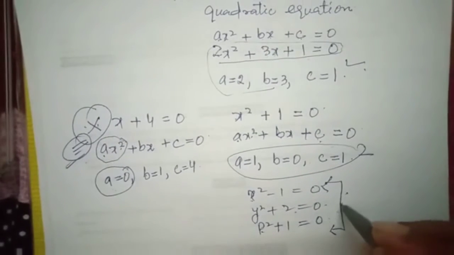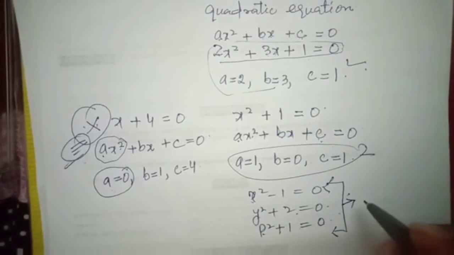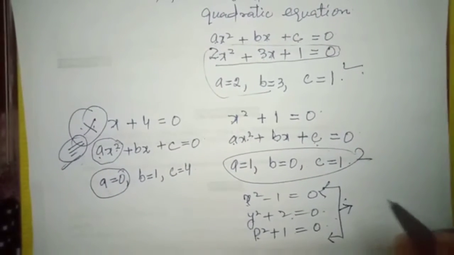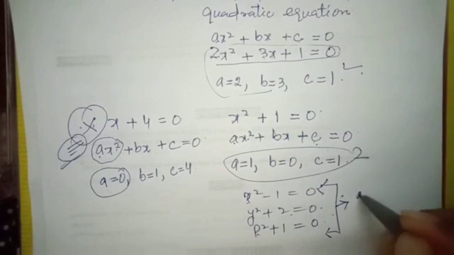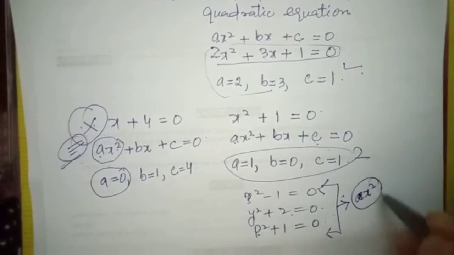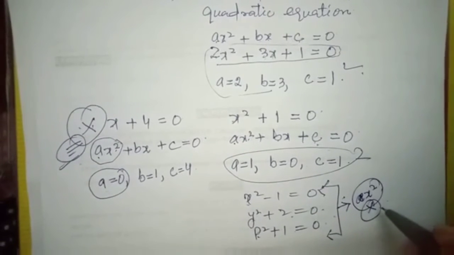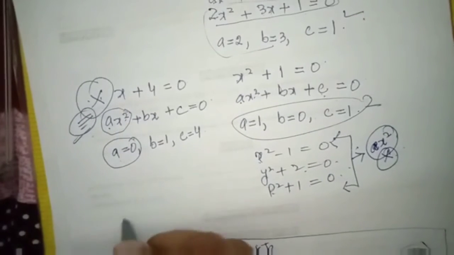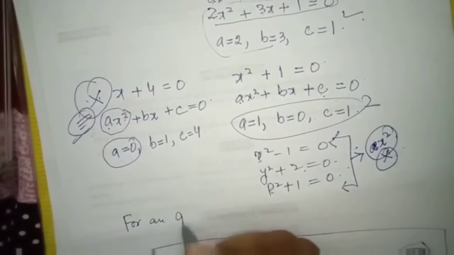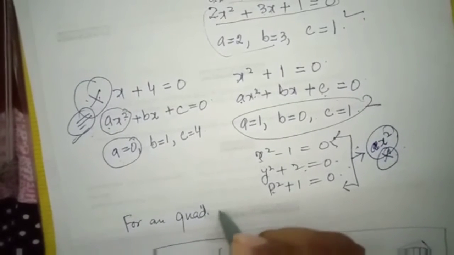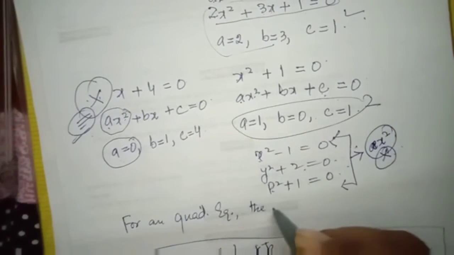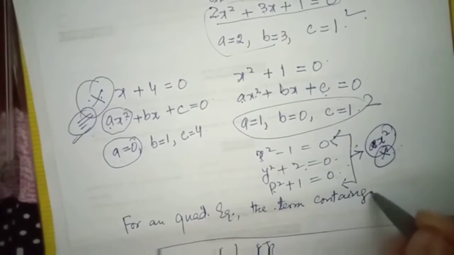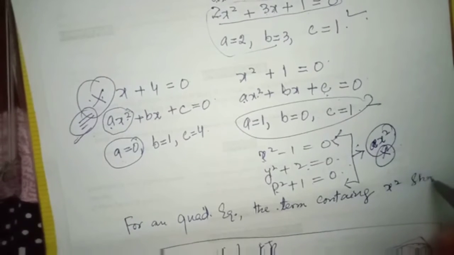Why? Because first we need to see that it is an equation, a statement of equality in a variable, then we need to see that the term ax square should be present. If ax square is not present, it means the term containing x square is not present, and that is not a quadratic equation. So I can write, for a quadratic equation, the term containing x square should be present.